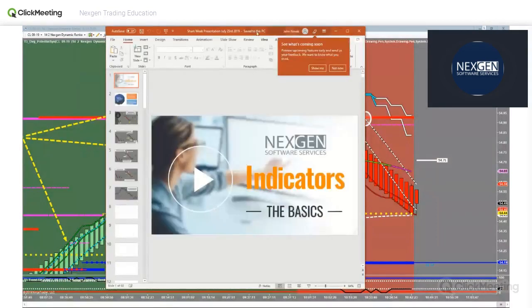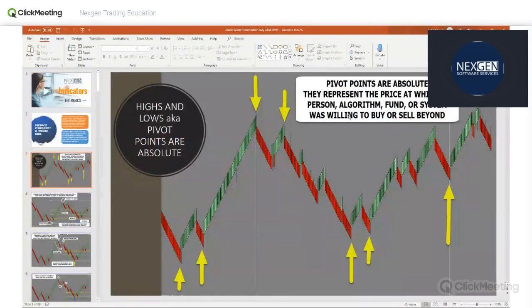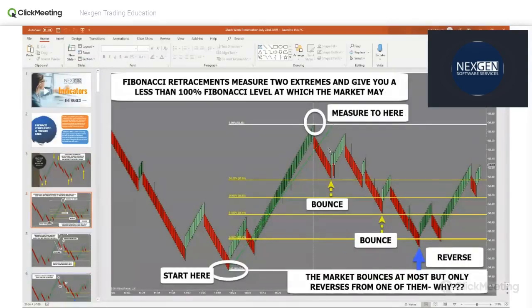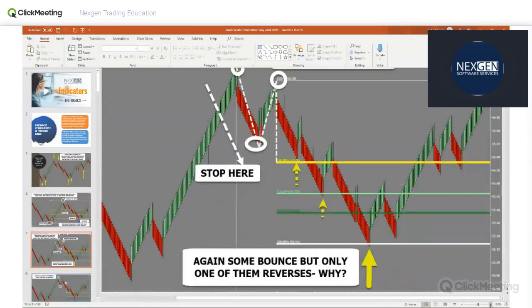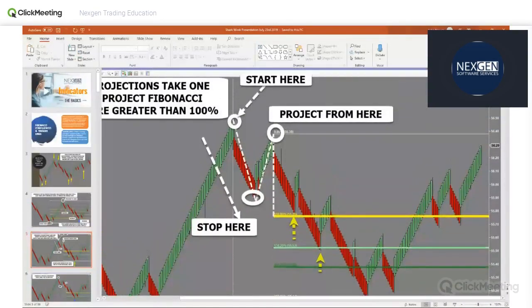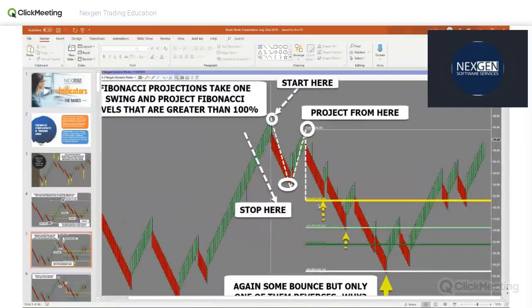We use, and I'll go back to a presentation I did, we measure all of the pivot points in the market, right? Lots of them. And we go in and we measure retracements and we measure projections to the downside. Like this is what we were just talking about right here. This is a projection, 100%. And again, the market doesn't always stop at 100%, but it bounces.